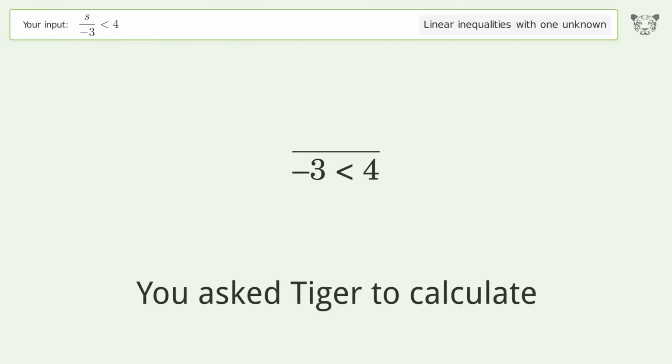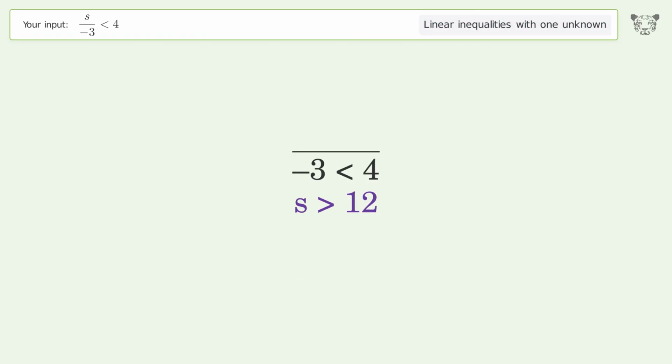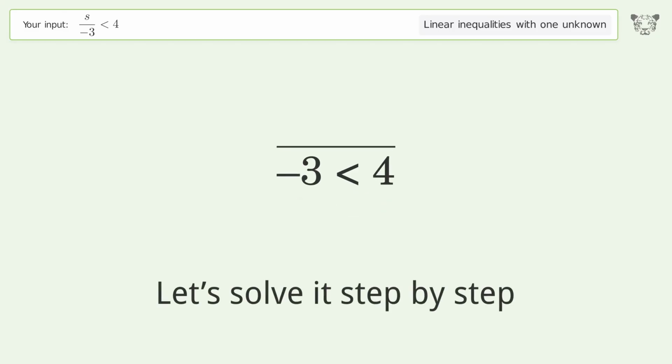You ask Tiger to calculate. This deals with linear inequalities with one unknown. The final result is s greater than -12. Let's solve it step by step.